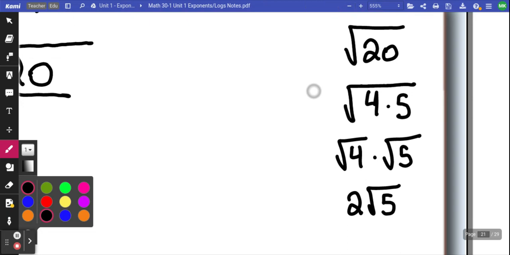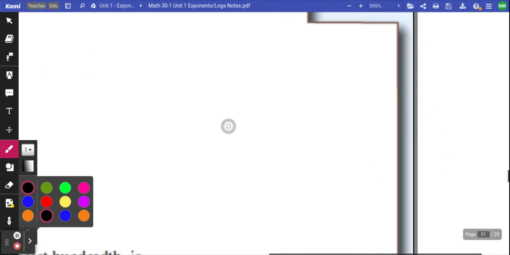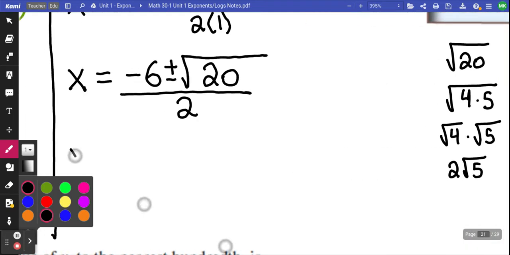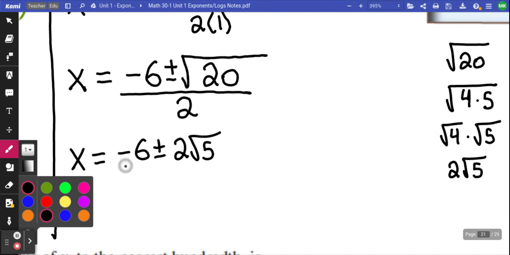So you look at the root. You find a perfect square number, a number that you can square root that divides into 20. 4 divides into 20. The result is 5. Then I can split the radicals. Then I can calculate the radical. So it now looks like this: x equals negative 6 plus or minus 2 root 5 over 2.